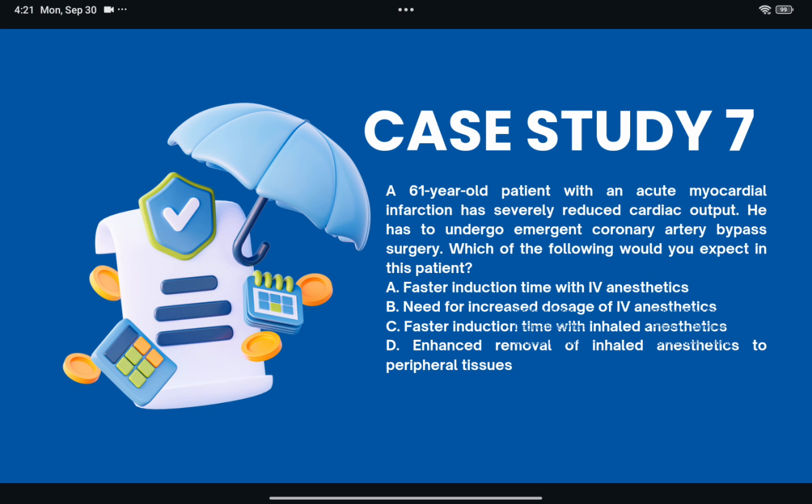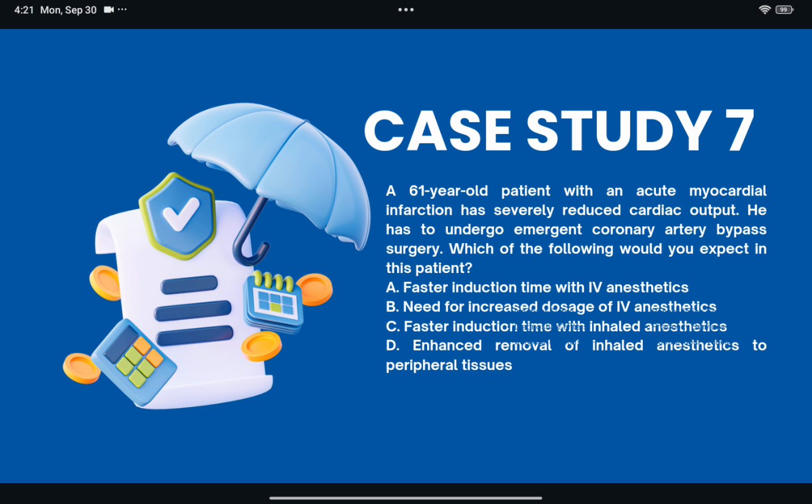Next, a 61-year-old patient with an acute MI has severely reduced cardiac output. He has to undergo emergent coronary artery bypass surgery. Which of the following would you expect in this patient? Faster induction time, need for increased dosage, faster induction time with inhaled anesthetics, or enhanced removal of inhaled anesthetics to peripheral tissues.